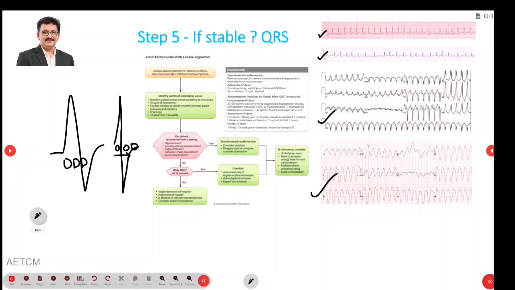If the QRS complex is narrow, so you can see here QRS complex is narrow, then again actually you have two steps here. If it is narrow, regular, then that is actually SVT. If it is irregular, then it is atrial fibrillation. There is slight difference in treatment. SVT alone, you can go for vagal maneuvers, adenosine, beta blocker, and calcium channel blocker. If it is AF, better go for beta blocker, calcium channel blocker, no vagal maneuvers, no adenosine. Okay.